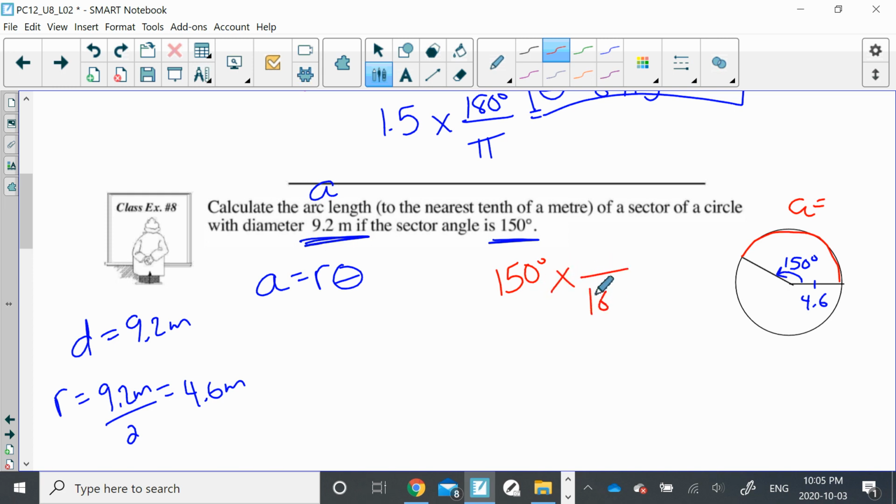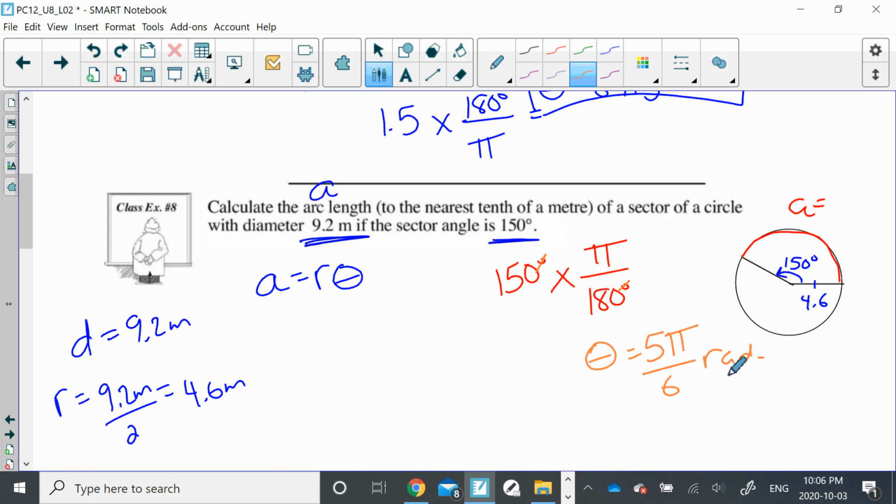So to convert this to radians, I want to get rid of degrees. So 150 degrees times pi over 180, and then this will cancel. And theta, yes, it's 150 degrees, but in pi radians, 150 divided by 180, that's going to be 5 pi over 6 radians.